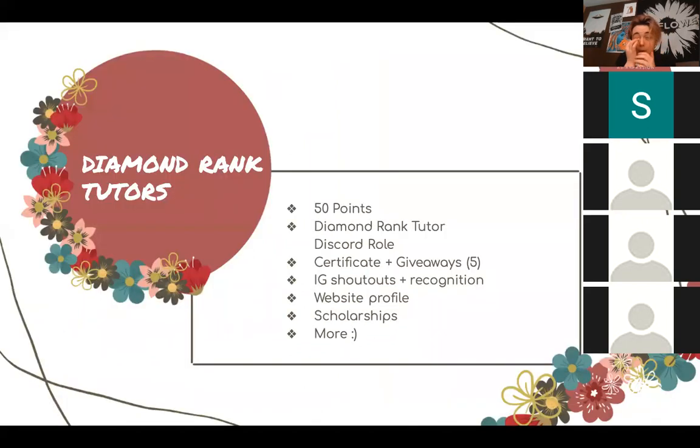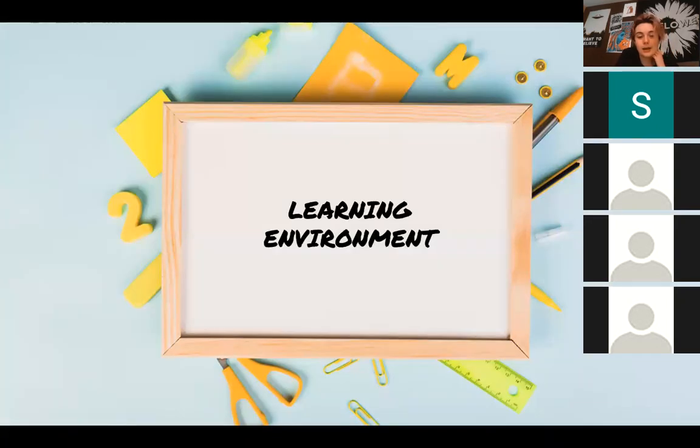Finally, we have the diamond rank tutors, which you gain from 50 points. You'll get the diamond rank tutor Discord role, a certificate, 5 entries into the giveaways, Instagram shoutouts, recognition, a website profile like a lot of the core team get on the APP website, scholarships, and many more rewards. Points are great to earn. Ranks benefit a lot. They are great to work for.